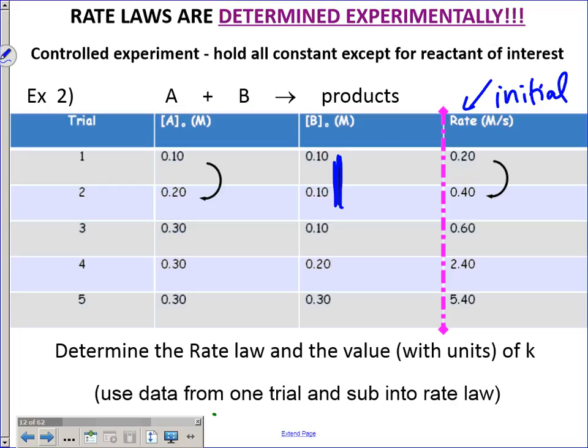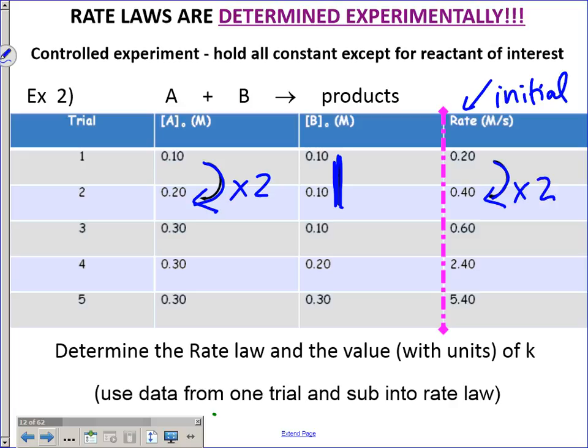I am changing A's concentration, but what am I doing to A's concentration from trial 1 to trial 2? I am doubling it. Don't say adding 0.1. None of this is an addition or subtraction relationship. Everything is a multiplication relationship because a rate is equal to things multiplied together, right? So if I'm doubling A, how does that influence the rate? It is also being doubled.